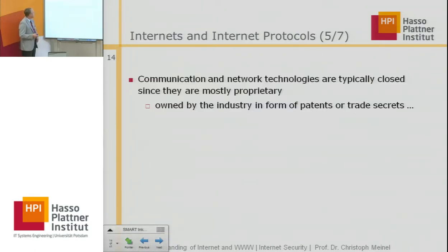Let's have a closer look at the internet technology. If we consider such computer networks, then typically the network technology is a closed technology, a proprietary technology. There are companies, you can buy this technology from the company, and then they guarantee you that in your local network or in this other type of network, you can communicate. The secrets of this technology, the patents describing it, are owned by industry.